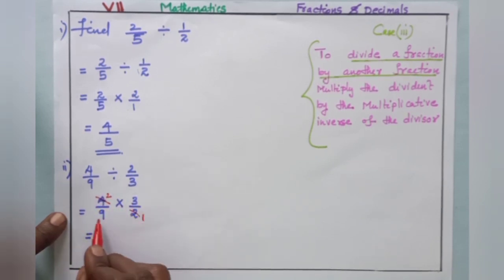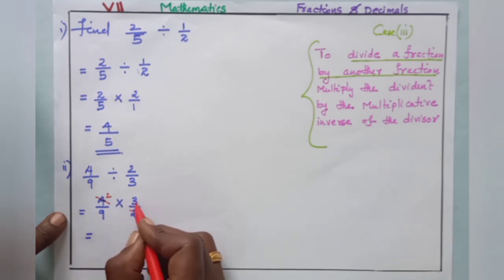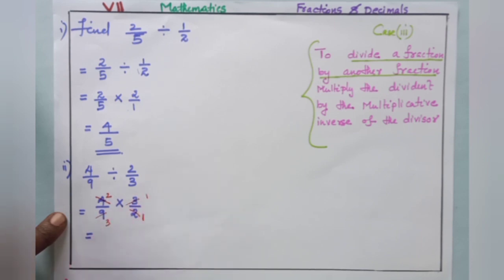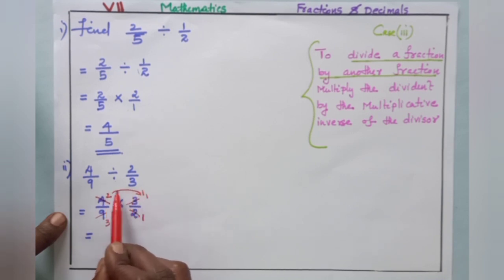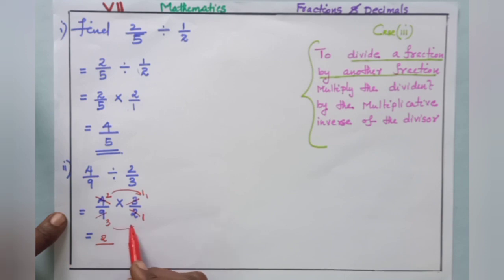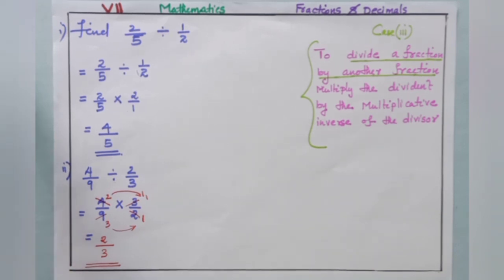Then is any cancellation possible here? Yes, 3 and 9. 3 1s are 3, 3 3s are 9. See these numbers. Numerator 2 into 1, 2, by denominator 3 into 1. This 3 into 1 is 3. So the final answer we get is 2 by 3.